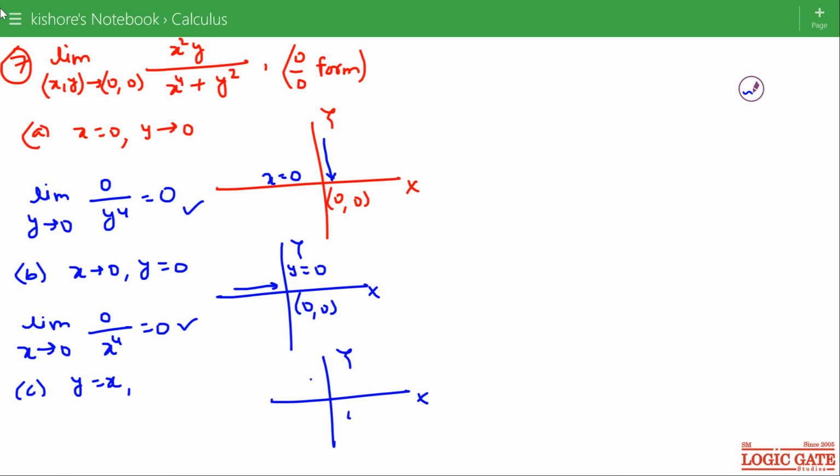We are approaching the point (0, 0) through a straight line passing through the origin with slope 1, y equal to x. If we substitute y by x, then x is tending towards 0. So limit x tending towards 0, where y is replaced by x.